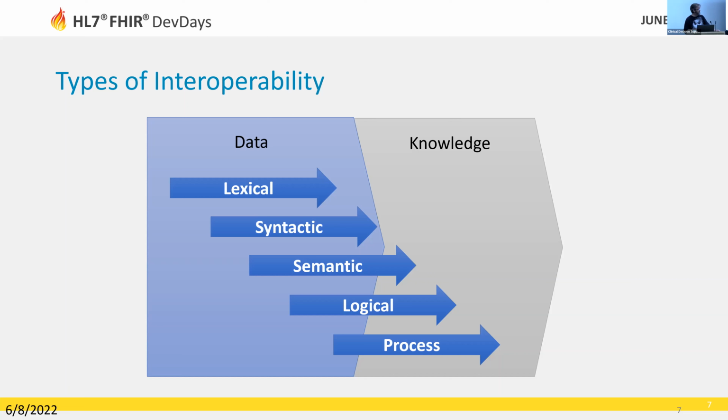And then we build on that to say logical interoperability is now that I can share data and the semantics of that data, I can also start to share expressions on that data. So that when I say the value is greater than 10 millimeters of mercury, I get the same answer on both sides. So I can actually start sharing expressions. And then process interoperability says, if I have logical interoperability, then I can share actual processes.